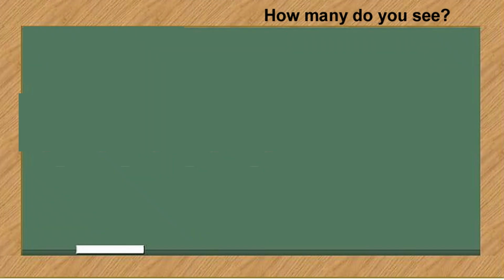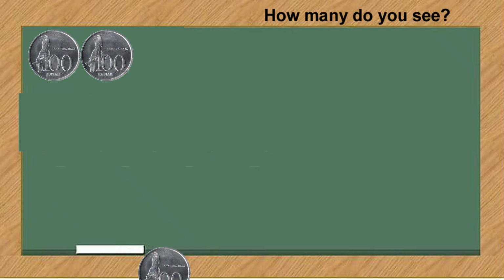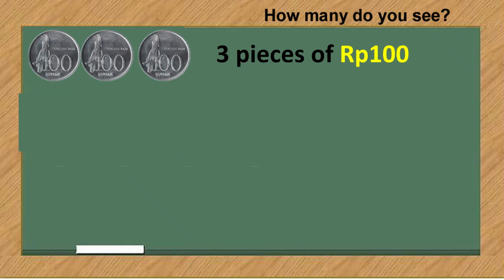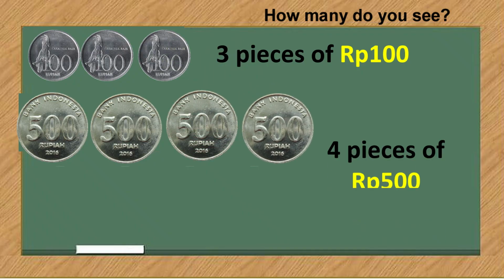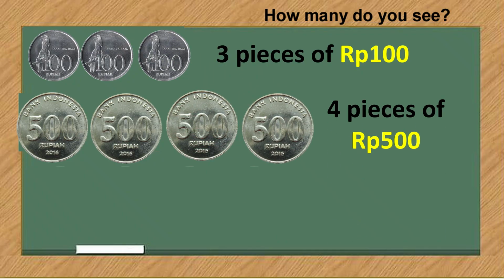How many coins do you see? There are 3 pieces of 100 rupiah. 1, 2, 3. When you put them together, it's 300 rupiah. There are 4 pieces of 500 rupiah. When you put together 5, 10, 15, 20, or 2,000 rupiah.